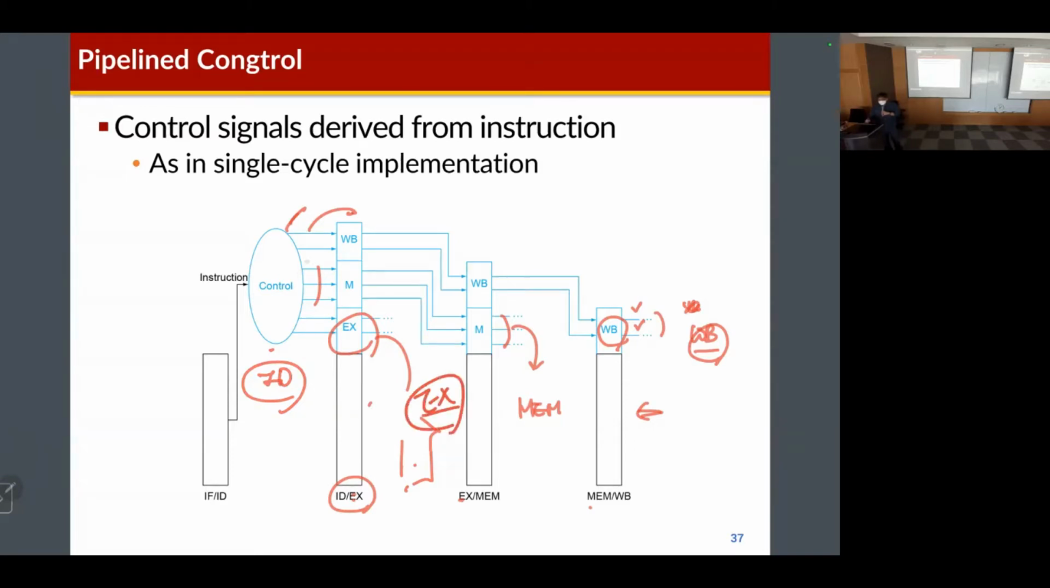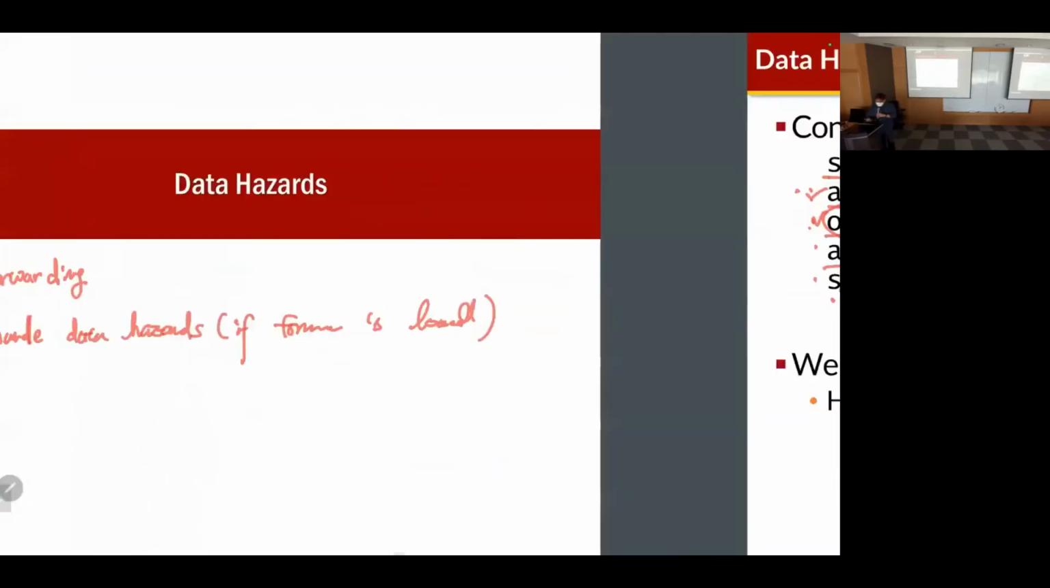So the control signals also have to move along with the instruction. If control signals are required in the EX stage, the control signals also need to go through the pipeline register. Okay, this is very, very important in pipelining design. We need to align the timing of the data, which means the instruction, and also the timing of the control signals in the pipeline architecture.